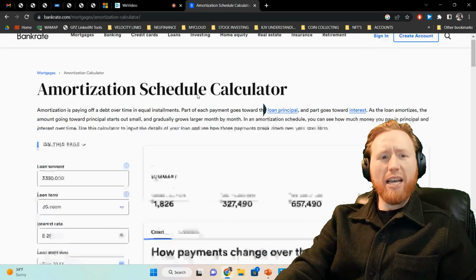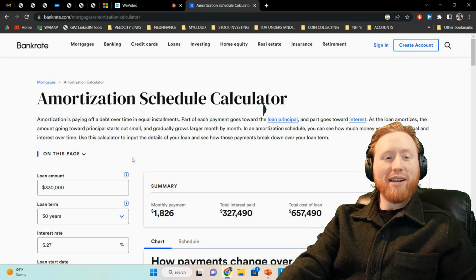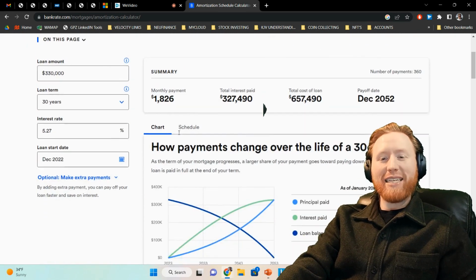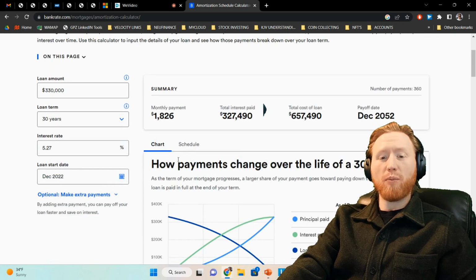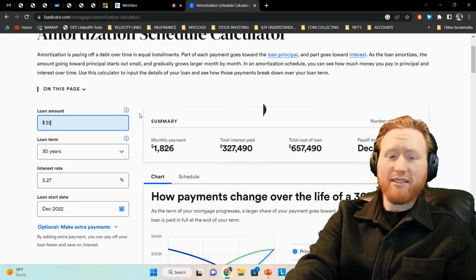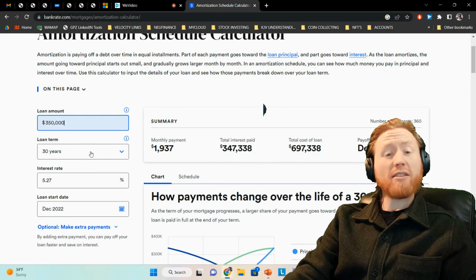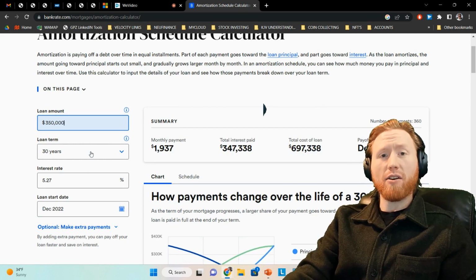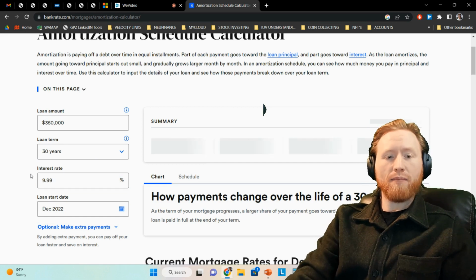As you can see here, we are at the amortization schedule calculator at bankrate.com. It's a very easy tool to use, and it has a bunch of awesome metrics that you can use to explain the loan to your borrower. But let's just use the same example that we had before. Let's say it's a $350,000 loan amount. The term's 30 years in this case. That's typically what you're going to see on a fully amortized loan. And let's say we are at 9.99%.